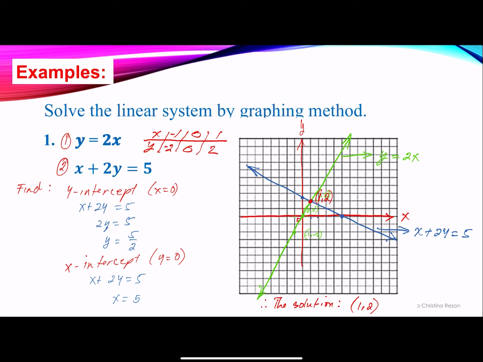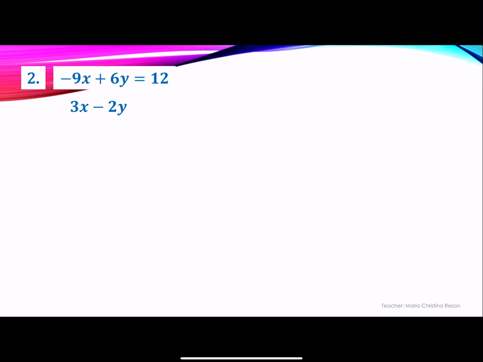Then let's have the second example. You have here -9x plus 6y is equal to 12. And then the second equation is 3x minus 2y is equal to -4. So this is the first equation. This is the second equation.